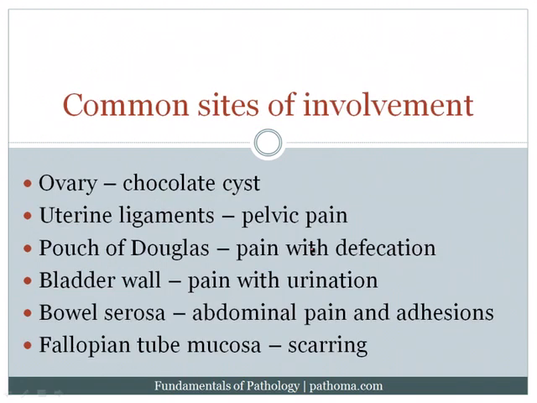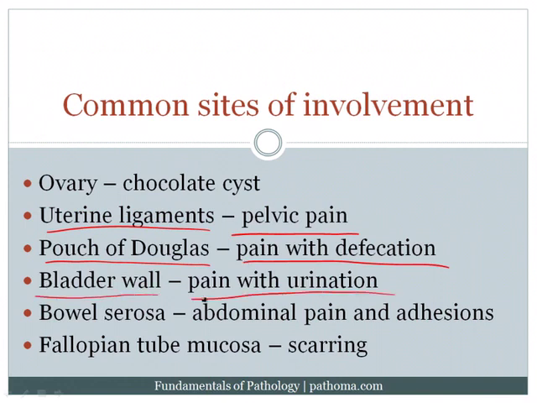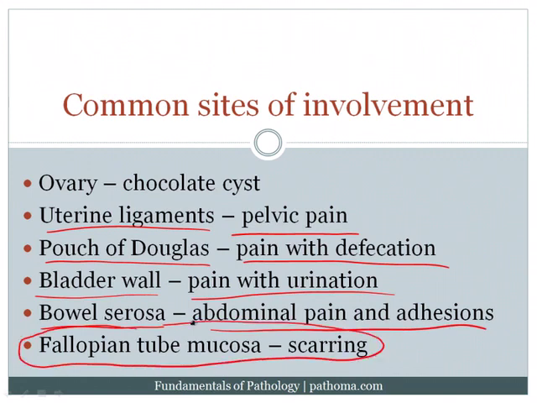When you have endometriosis, there are some common sites of involvement. The most common site of involvement is the ovary. And the classic problem within the ovary is called a chocolate cyst. I'll illustrate that in a few minutes when we get to the next slide. Other places where you can have involvement are the uterine ligaments, which would cause pelvic pain; the pouch of Douglas, which would give pain with defecation; the bladder wall, which would give pain with urination; the serosa of the bowel, causing abdominal pain and adhesions; and the fallopian tube, which can result in scarring.